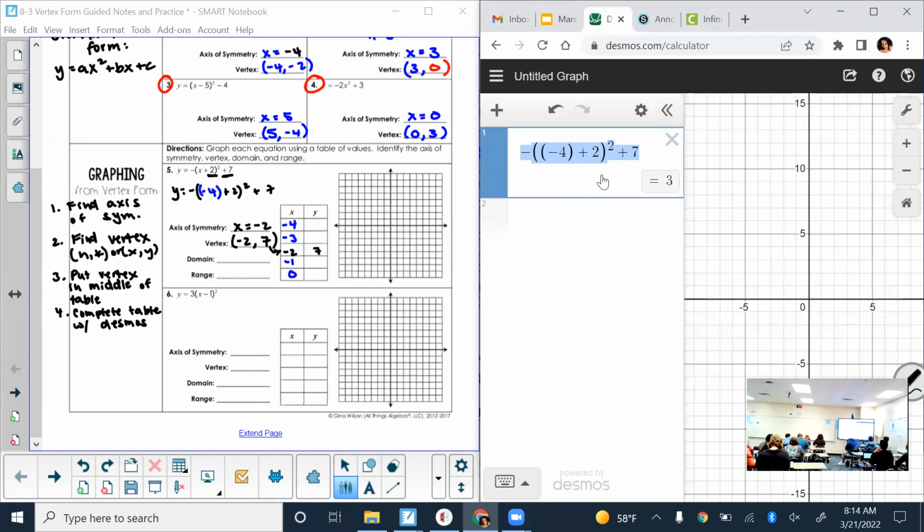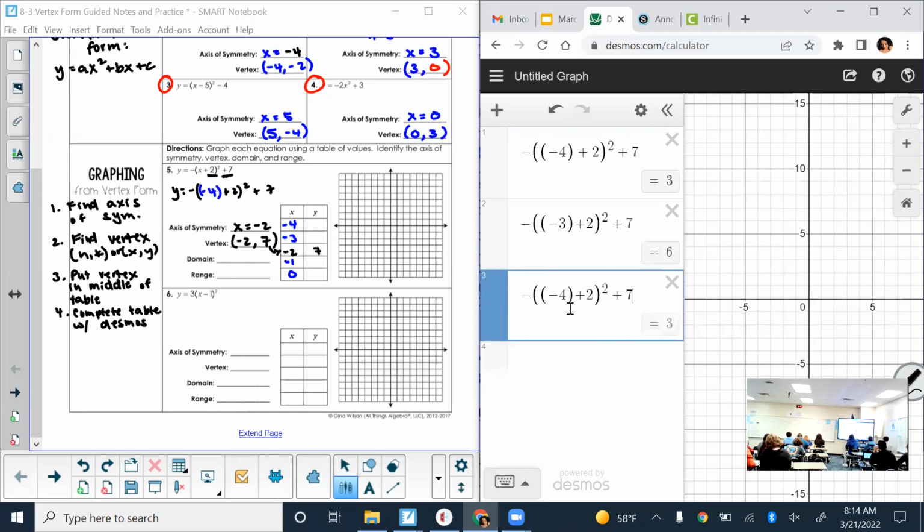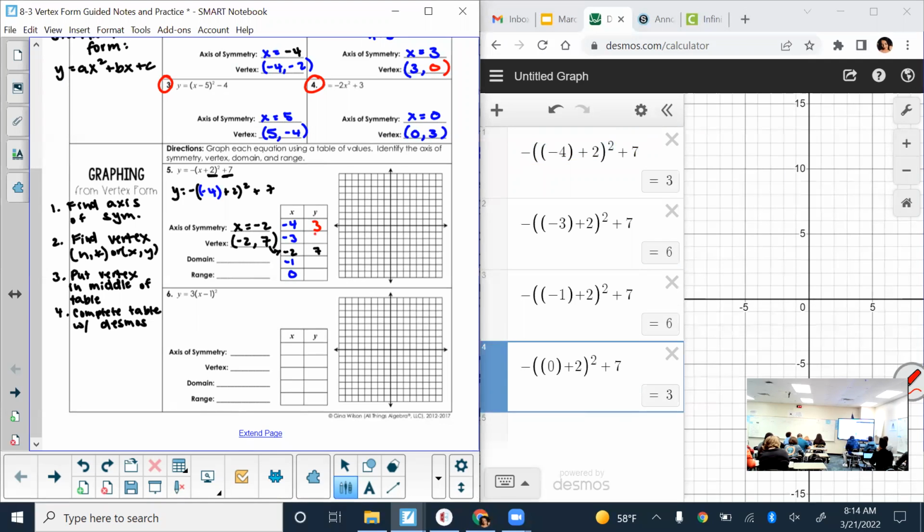All right, once you get one of the calculations, you can just copy and paste and change the x. So now I plugged in -3. Now I'm plugging in -1. And so on. So questions at all? All right, and then you fill in the table using these values. So 3, 6, skipping the vertex because we already did it, 6 and 3.